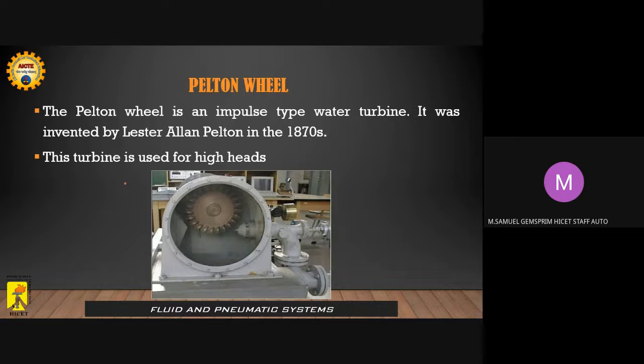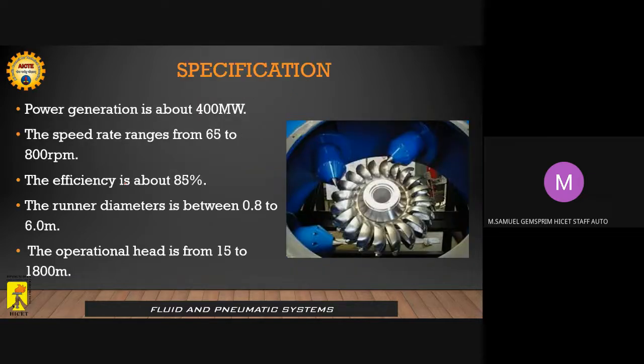It was developed in 1870, and it is used for high heads as I told you. Some of the specifications are: the power generation capacity is about 400 megawatts, speed ranges from 65 to 800 rpm, the efficiency is about 85%, and runner diameters are between 0.8 and 6 meters.